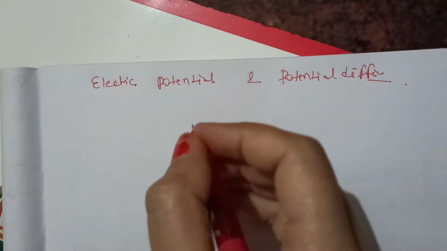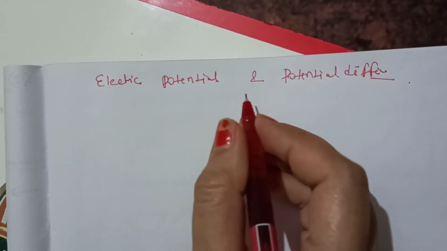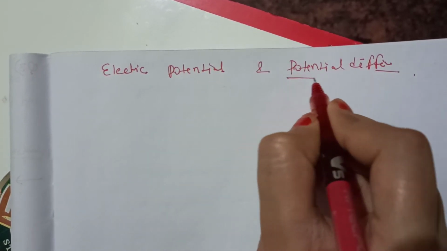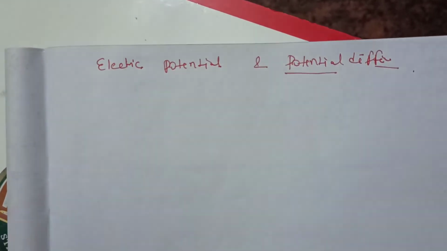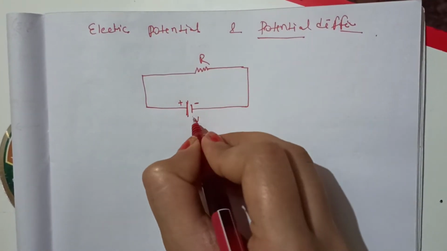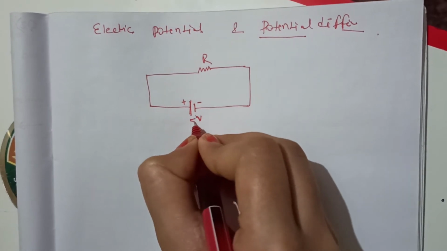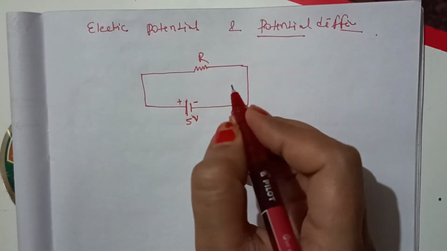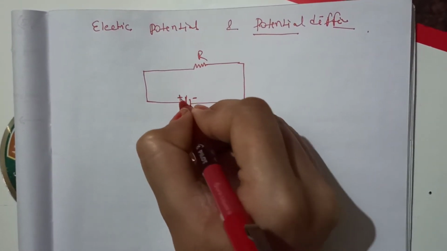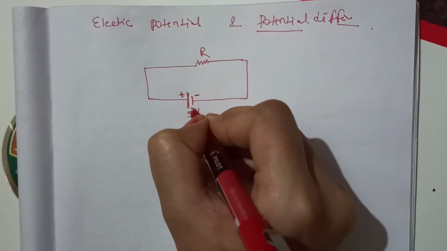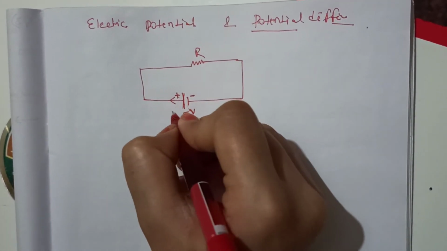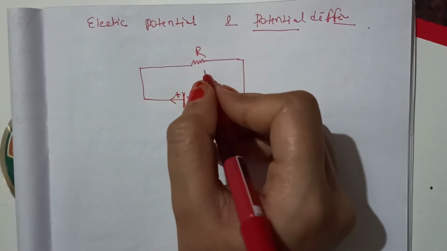So what makes the electric charge flow through the wire? How is it flowing actually? Because of the potential difference. When we put one battery, suppose some 5 volt is there, and here is the resistance, so it is giving the potential difference here. Positive and negative, there is a difference of potential that is allowing the charge to flow, which constitutes the current through this wire.